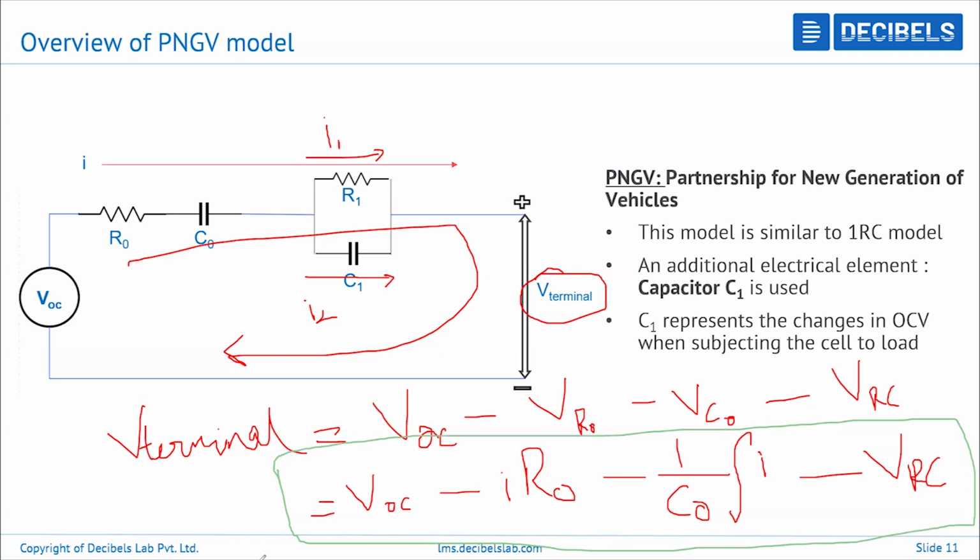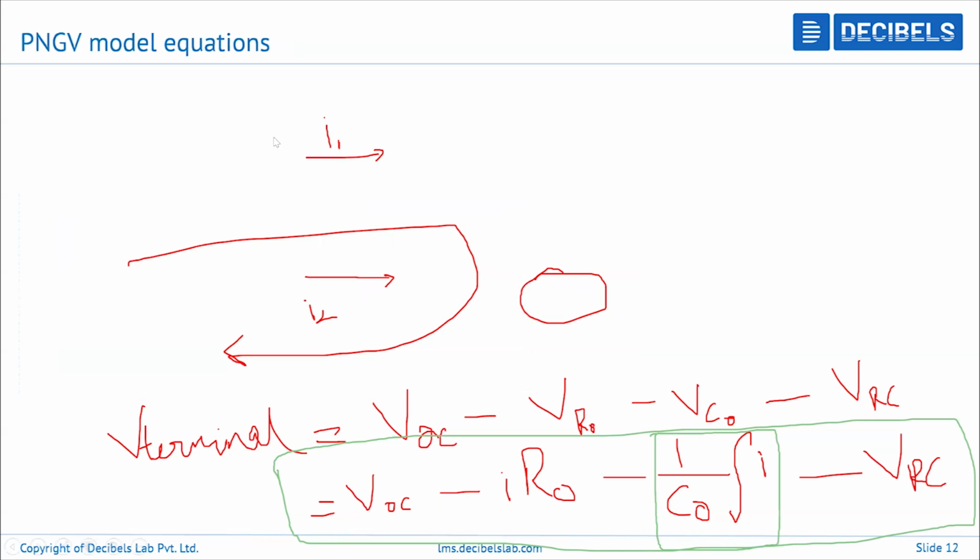Now just an extra element, that is this one, gets added to the equation that we noticed for the 1RC model that we had seen earlier. So this can be implemented into the Simulink model. Okay. So basically the PNGV model equations that we have just now derived are over here. This is your terminal voltage equation. And now we can model this utilizing Simulink and MATLAB.